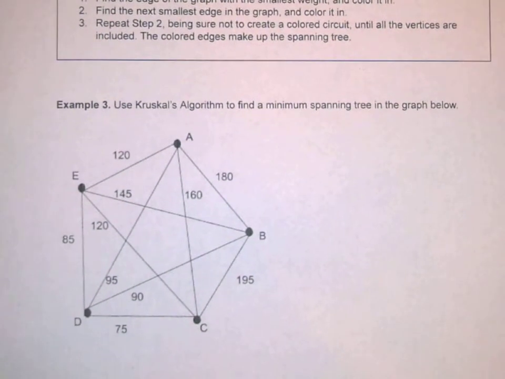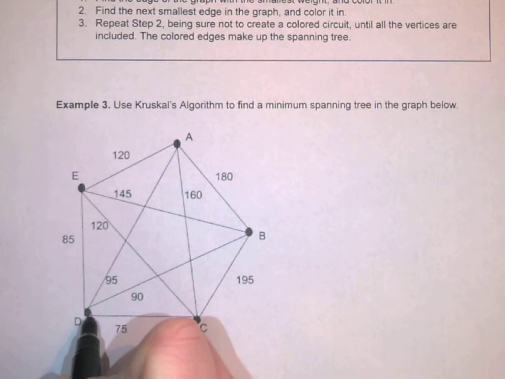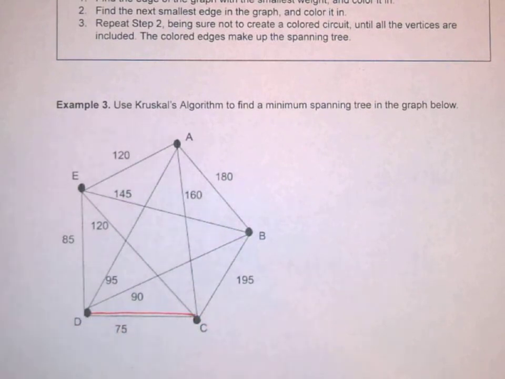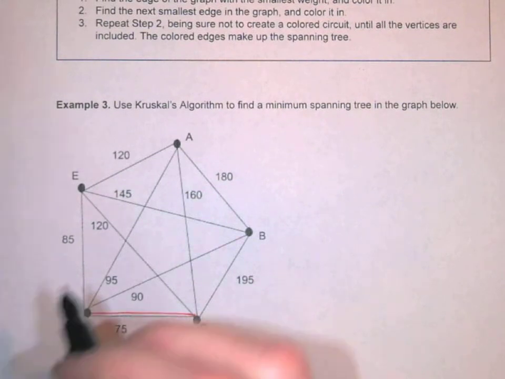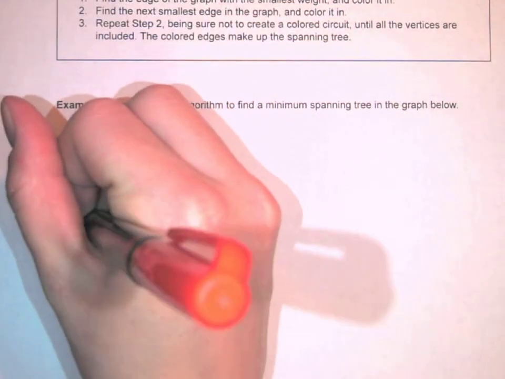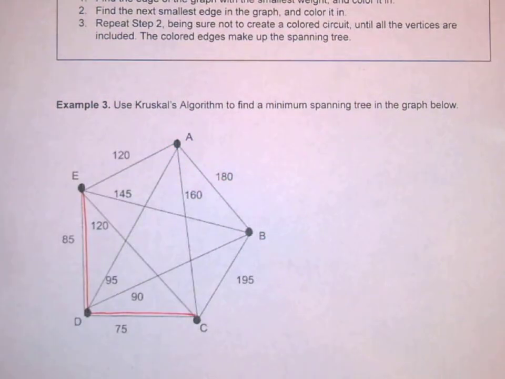So looking at the graph below, we're going to start just with the smallest possible edge, or the edge with the smallest weight, and that is 75. So we'll color that in. Now we have our vertices D and C taken care of. Let's see, where's the next smallest that doesn't create a circuit? Well, we can't create a circuit yet with just two edges. The next one is 85. So now I've got 3 of my 5 vertices taken care of.